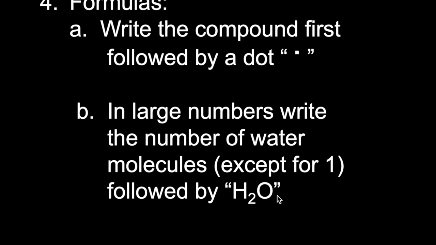The only thing you don't do is write 1s down. Just like normal, whenever you write out a formula, whether it be a subscript or coefficient number, you don't write 1s. So if there's 1 water molecule, you just write H2O. If there are 2 water molecules, you'll put a 2 in front of it. If there are 3 water molecules, then you put a 3. You just don't write ones down.